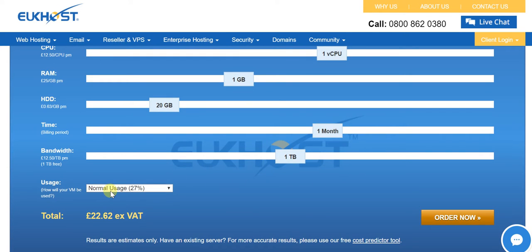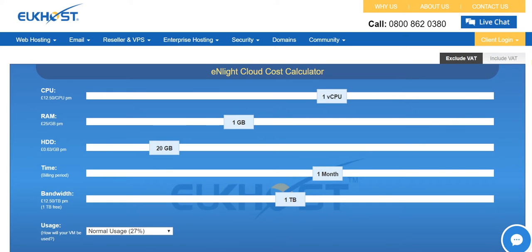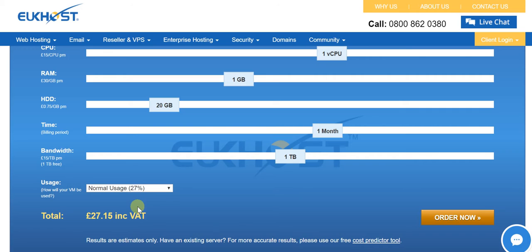In this particular configuration, the cost works out to £22.62 excluding VAT. Now you also have this in the same table. You can include VAT and then look at the cost as well. The exact same configuration would work out to 27.15 including VAT.